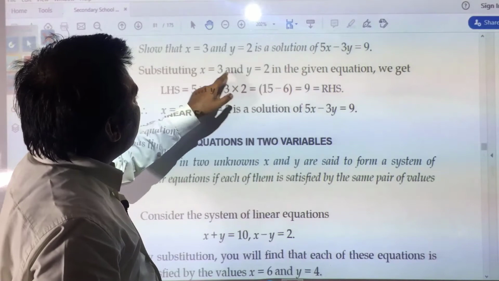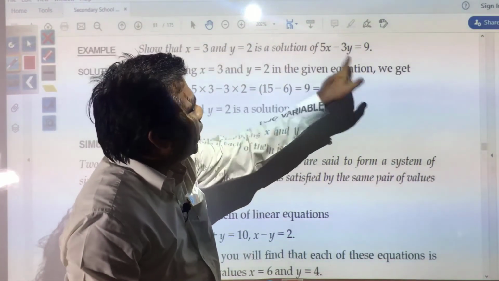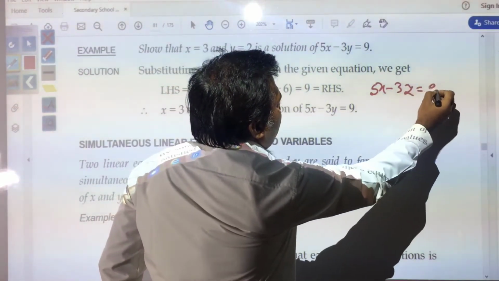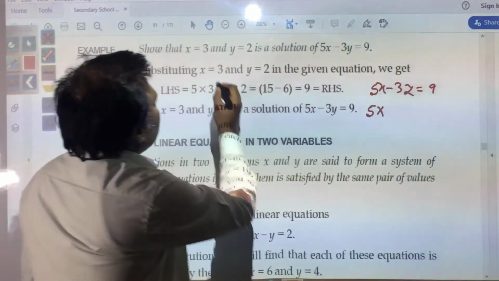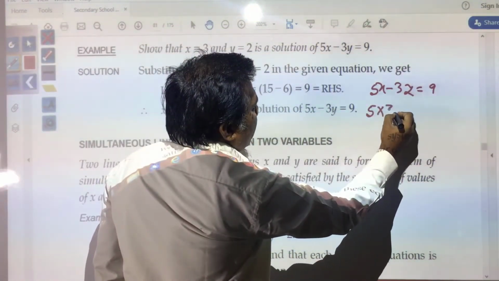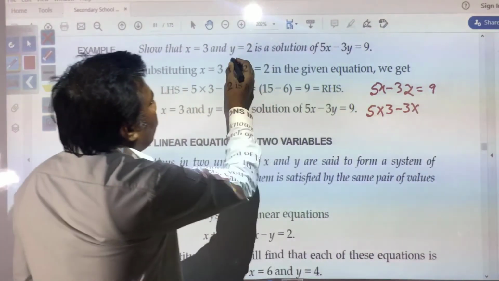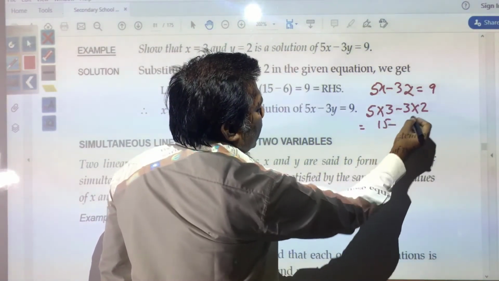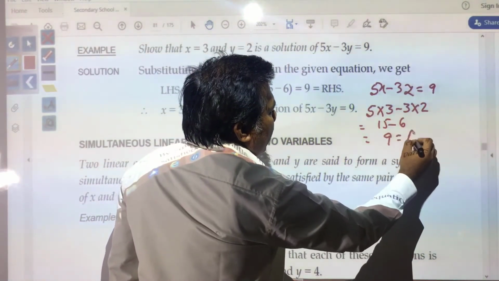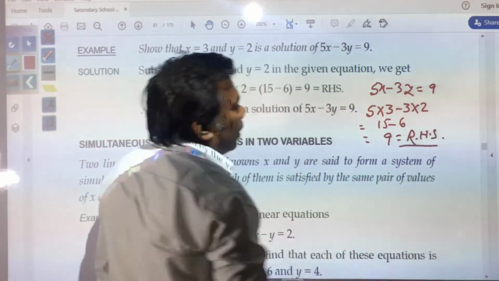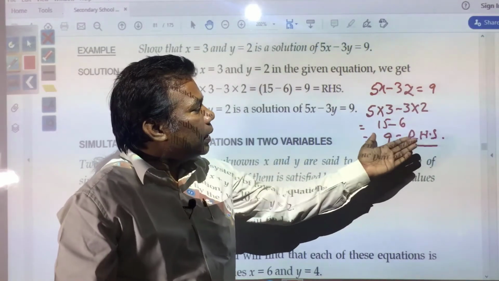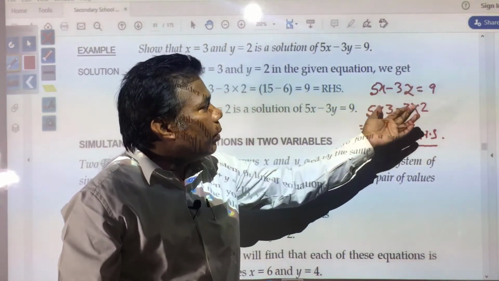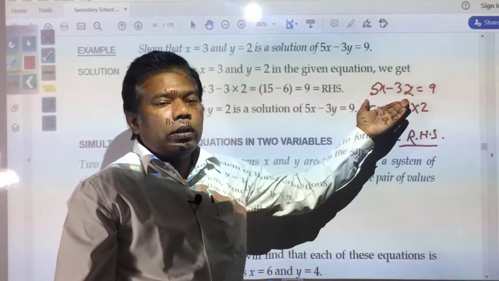Substituting x is equal to 3 and y is equal to 2 in the given equation, we get, here we had the equation 5x minus 3y is equal to 9. So 5 into 3, in place of x, minus 3 into 2, in place of y. 5 times 3 is 15, minus 3 times 2 is 6, which gives 9, and that is your RHS. So if you get the RHS by substituting x and y, those values will be called the solution of the equation.